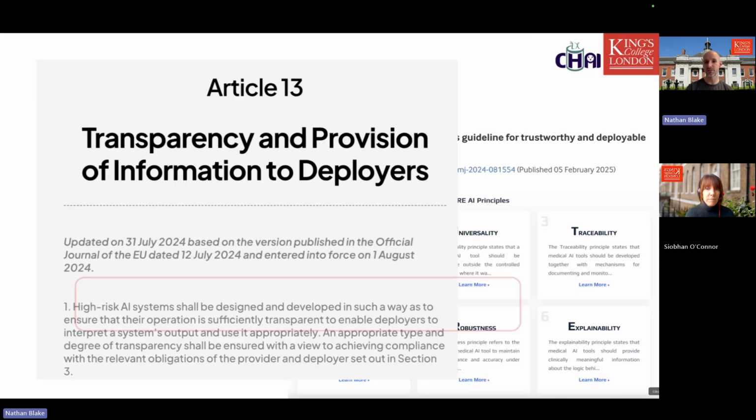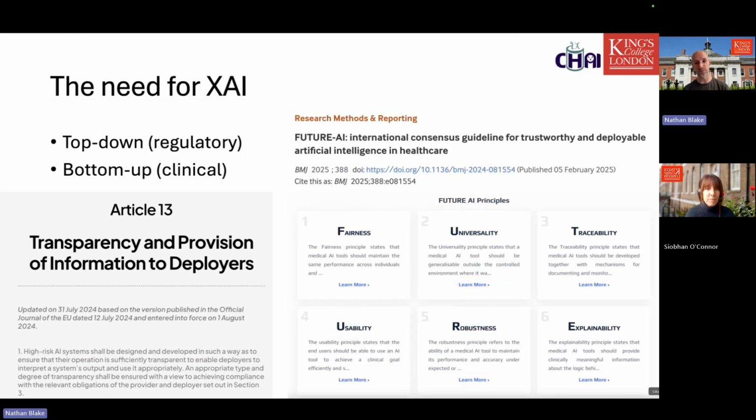But then we can also take it from what I call a bottom-up approach, where you've got clinicians, healthcare practitioners, who are going to be using these AI models. You can imagine, you're asking a practitioner to make a decision about their patient based on what an AI system says. It's perfectly valid for them to ask, well, why are you recommending this course of action? I'd like some recourse to that.